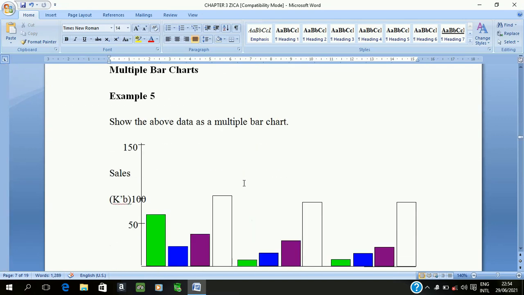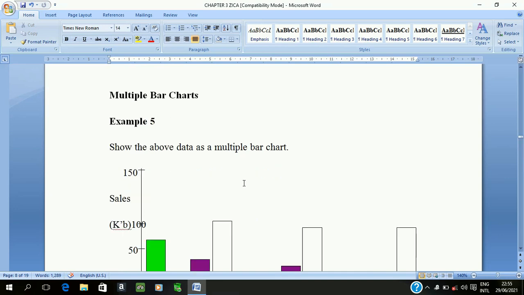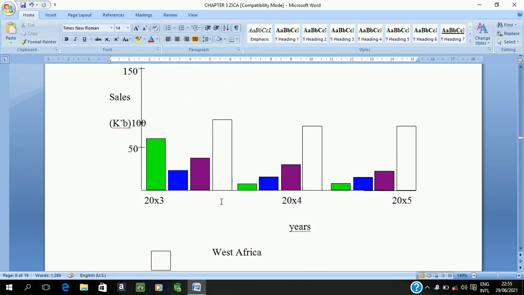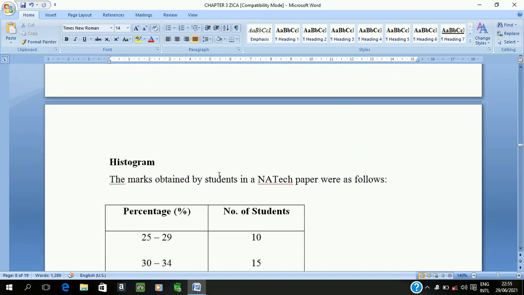The other type of bar chart is called the multiple bar chart. Unlike the component bar chart where you're showing components within each bar, in a multiple bar chart, you show those components as separate bars. As we can see, 20x3, we have 4 different separate bars. Instead of showing one bar and we have those components, we show each component as a separate bar. That's a multiple bar chart.